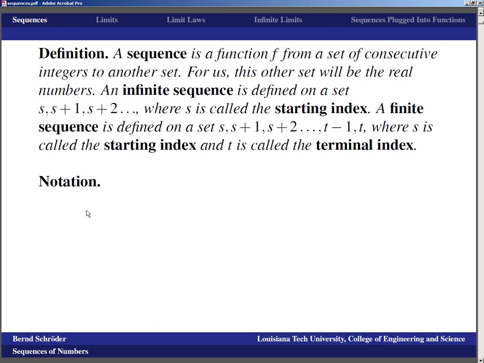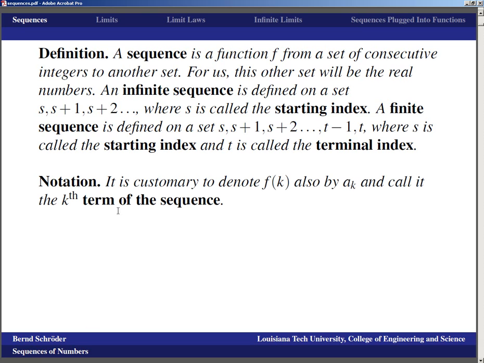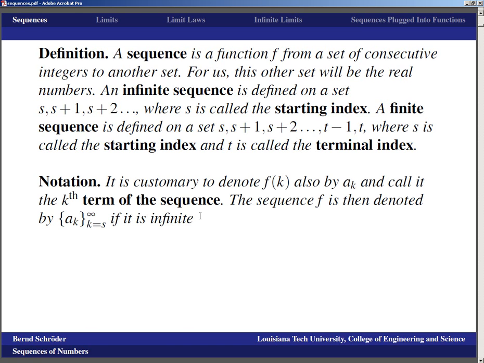In terms of notation, and that's something that we're also going to talk about on the next panel, it is customary to denote f of k also by a sub k and call it the kth term of the sequence. The sequence is then denoted by a_k, where k runs from s to infinity if the sequence is infinite, and by a_k, where k runs from s to t if the sequence is finite. This notation is supposed to explicitly indicate that our sequence really is just a bunch of numbers that are given to us in a certain way, and that these numbers aren't necessarily aligned along an x-axis, for example.